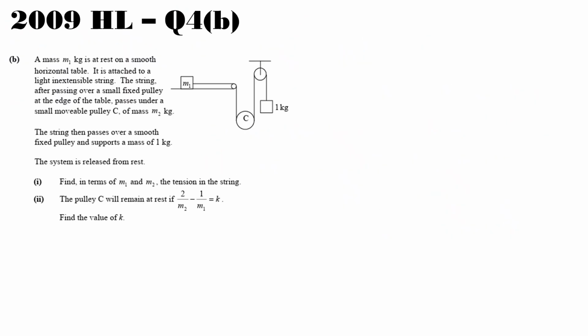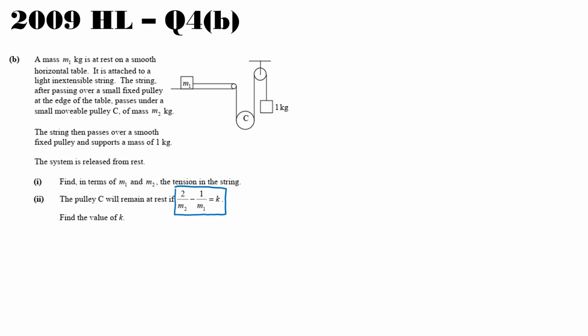So part 2 tells us that the pulley C will remain at rest if 2 over m2 minus 1 over m1 equals k. Find the value of k. So the trick here is to focus on what they told us about pulley C being at rest and not to panic about what they've given us until we have an expression of our own.